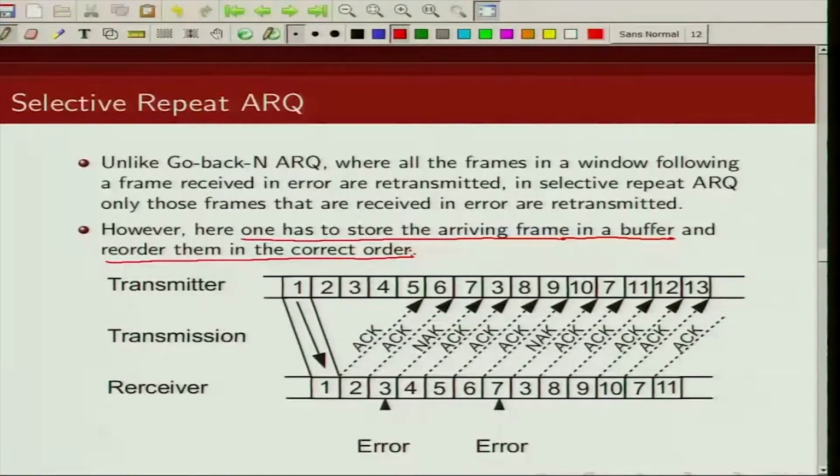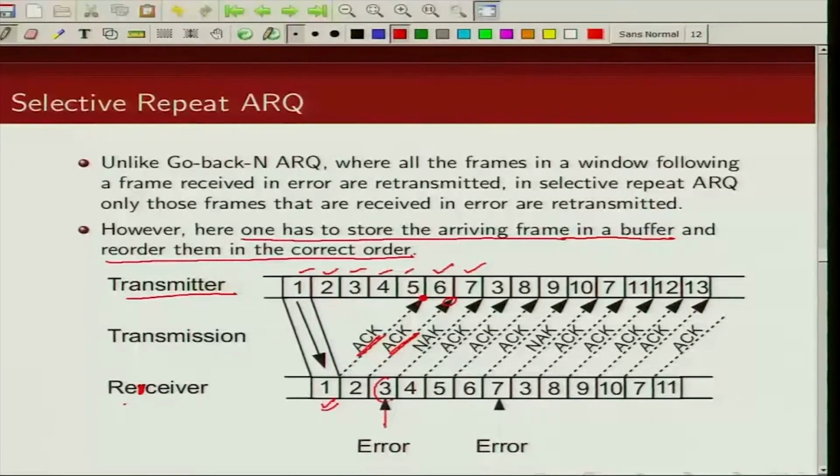So you can see here, this is my transmitter, this is my receiver. You send packet 1, it is received correctly, so you send an acknowledgement. You are sending packets 1, 2, 3, 4, 5. Now you received an acknowledgement for packet number 1, so you send the next packet, which is packet number 6. Here you are receiving an acknowledgement for packet number 2, you send the next packet 7.